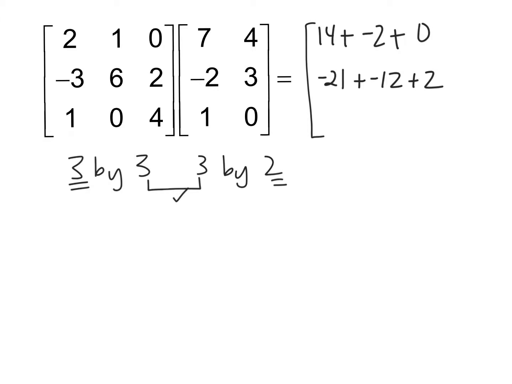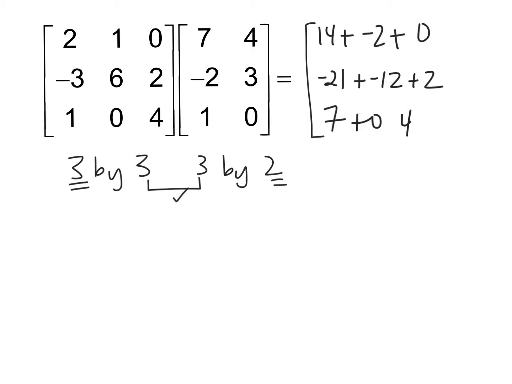And then to do the bottom row, I'm going to do bottom row, left column. So starting with 1 and 7, which is 7. And then doing 0 and negative 2, which is 0. And just adding all these numbers together, and then 4 and 1, which gives you 4.